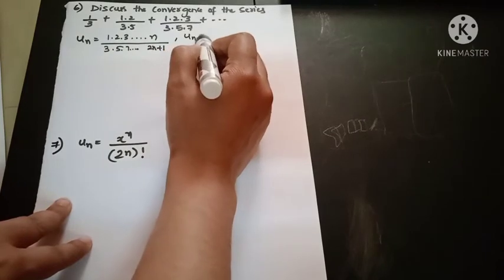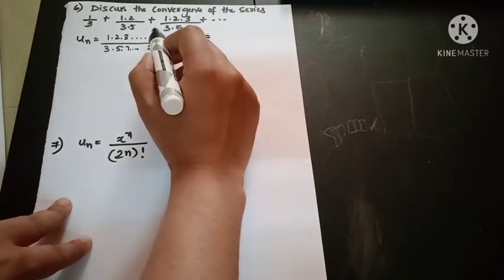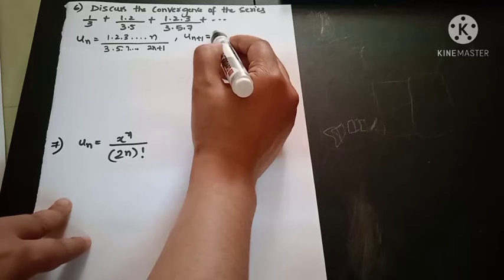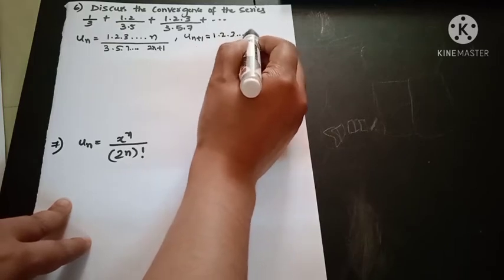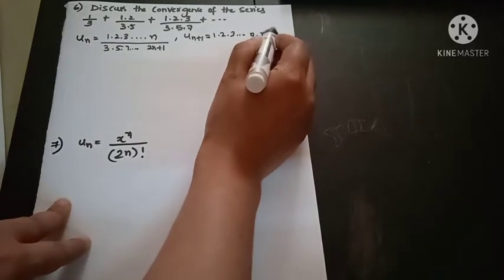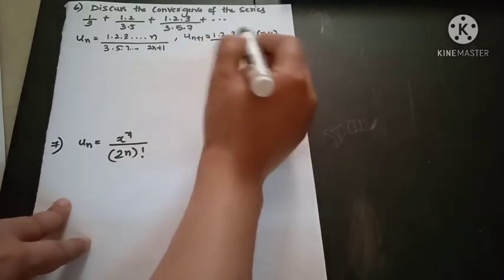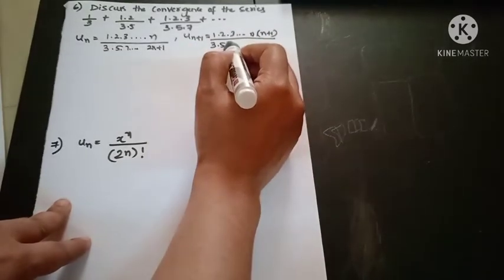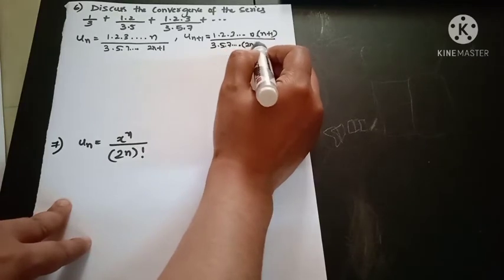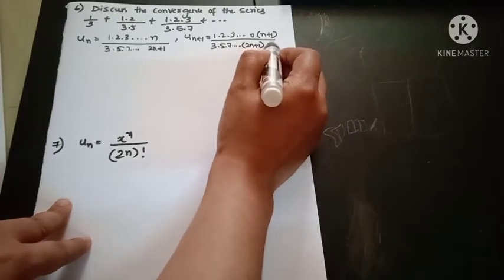So therefore un plus 1 is, replace n by n plus 1. 1 into 2 into 3 into n plus 1, the next term. And 3 into 5 into 7, up to 2n plus 1. The next value is 2n plus 3.